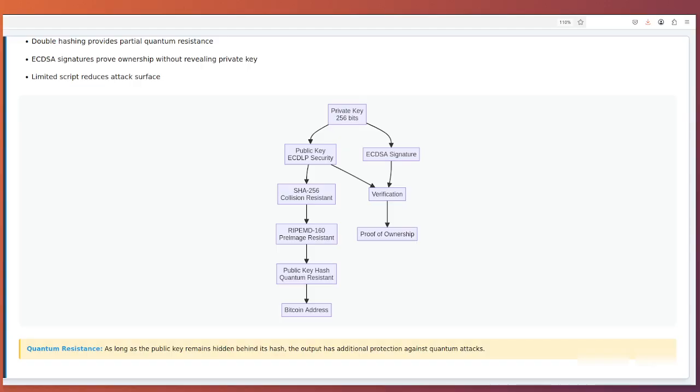However, P2PKH security relies on proper implementation. Private keys must be generated with sufficient entropy from secure random number generators. Signatures must use proper key-value generation to prevent key recovery attacks. Wallet software must correctly implement the signing and verification algorithms. These implementation details highlight why using well-audited, open-source wallet software is crucial for Bitcoin security.